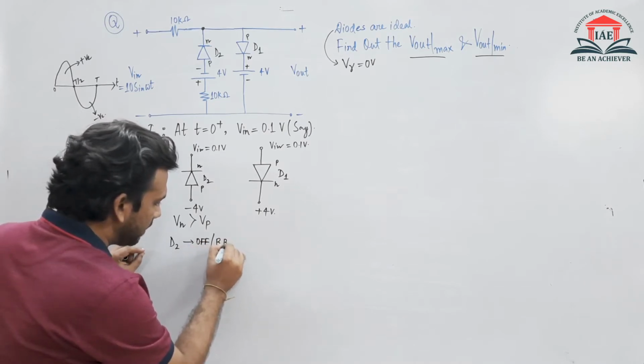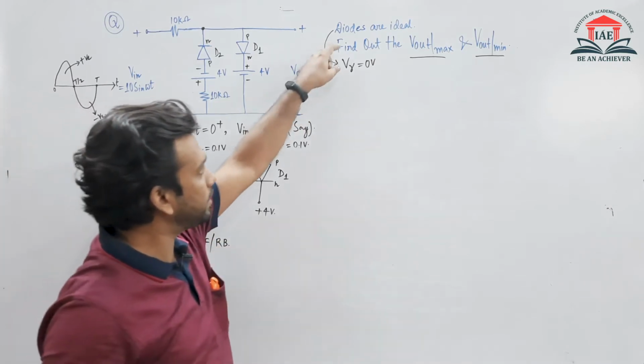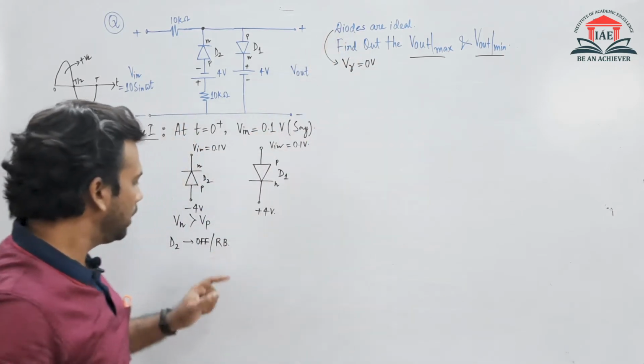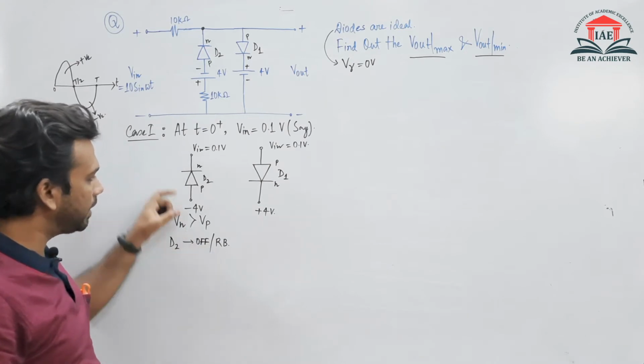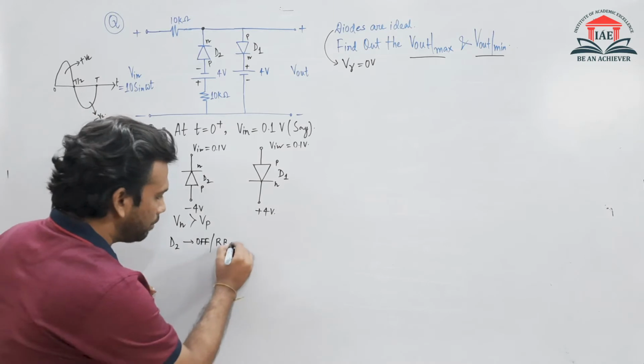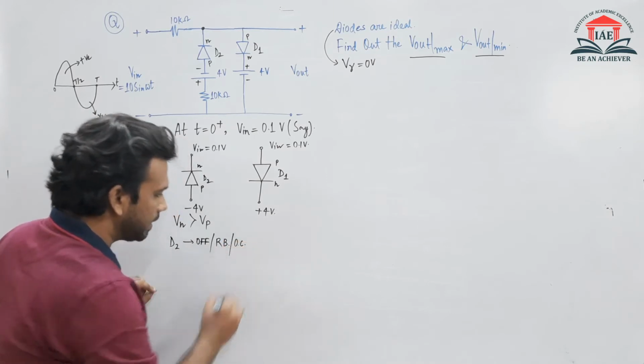That means it is in the reverse bias, because the diode is ideal, so the gamma voltage V gamma is 0, so ideal diode. So in the ideal diode case, if the diode is reverse biased, it will be open circuited or off, or we can say it will be open circuited.